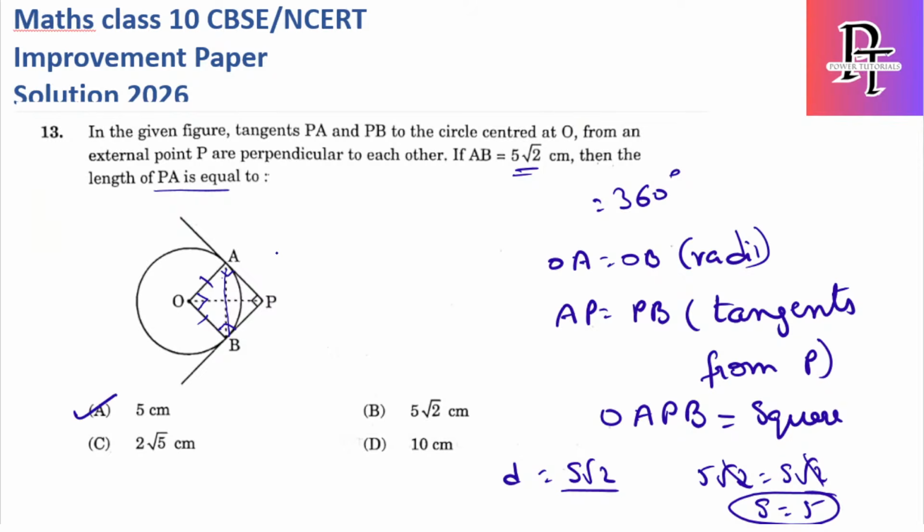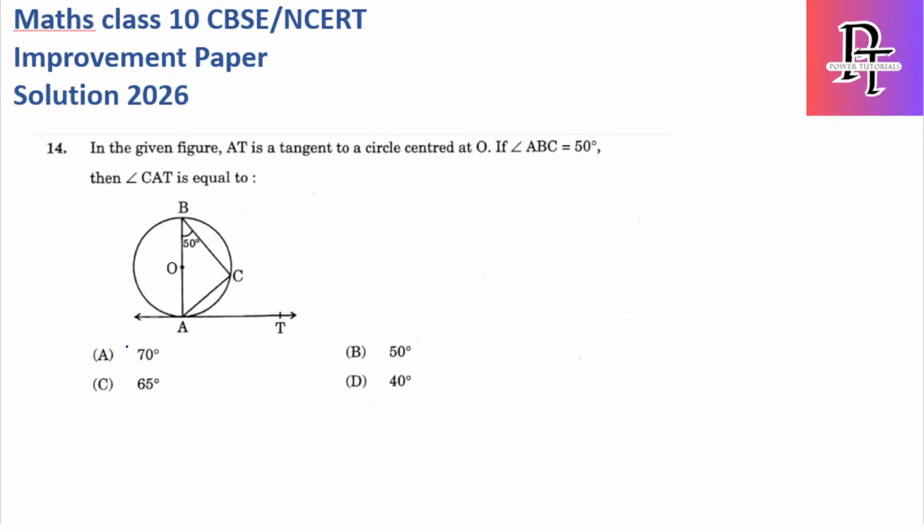I can't say it is a direct question, but a little conceptual question. If you remember what a square is and what a diagonal is, then you can easily solve this question. I can say till here this question is a bit tricky when compared to all the 12 questions. Okay, let's move to the 14th one.